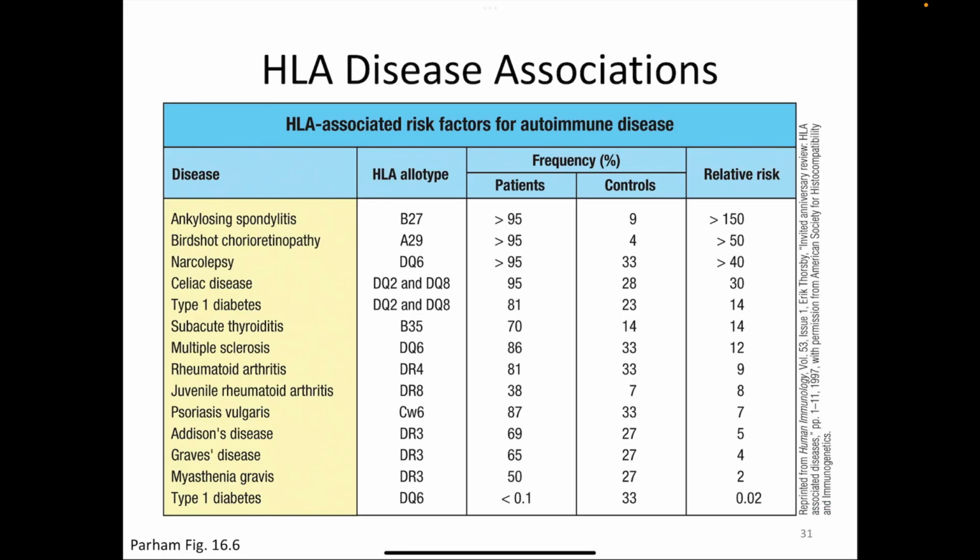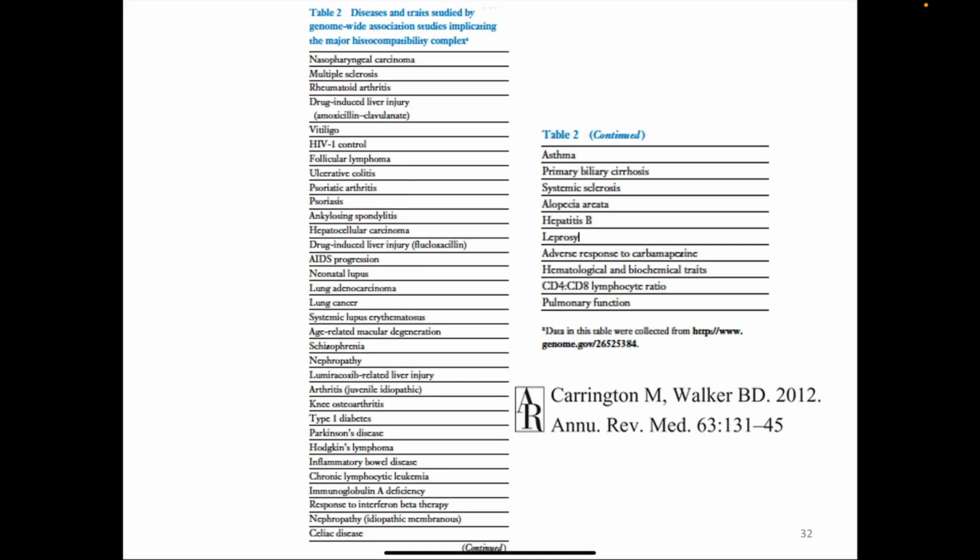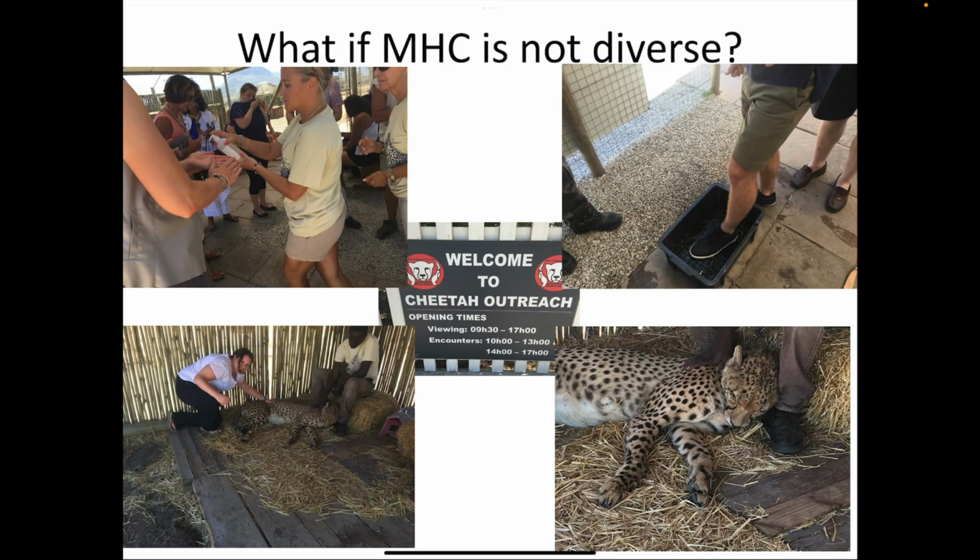Here's my thing that I thought I had before about disease associations. The moral of the story is lots of diseases are associated with MHC, and it's all different. Sorry, I want to talk about the cool ones. But what I want to spend the rest of the time talking about is, what if MHC is not diverse? So what would happen if MHC was not diverse?